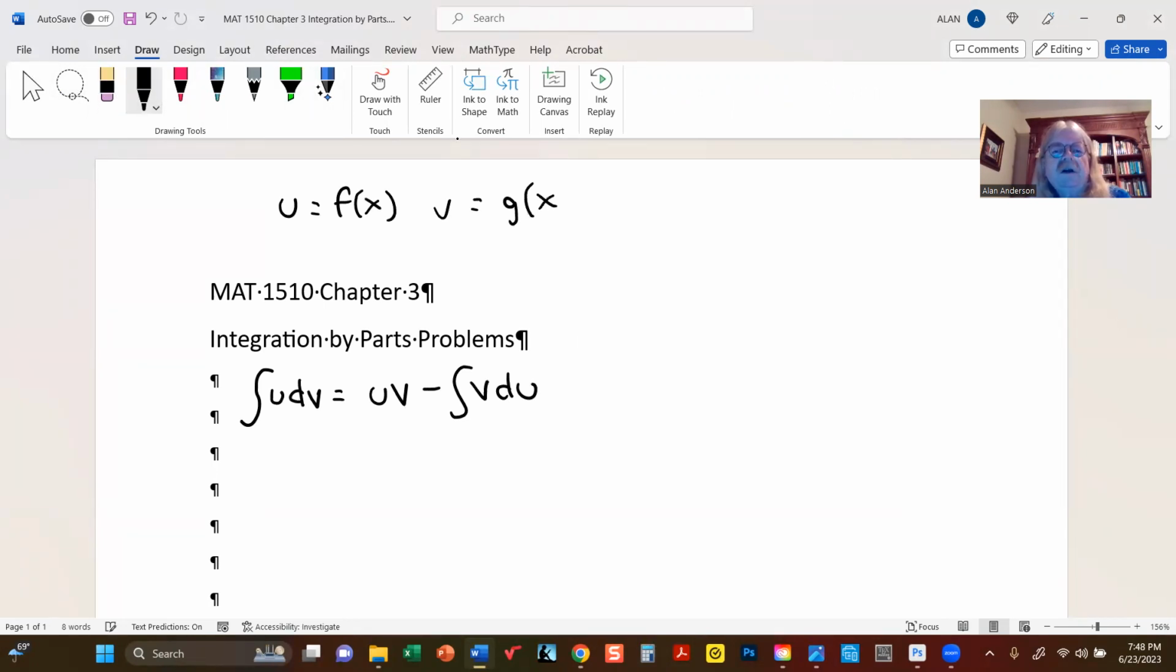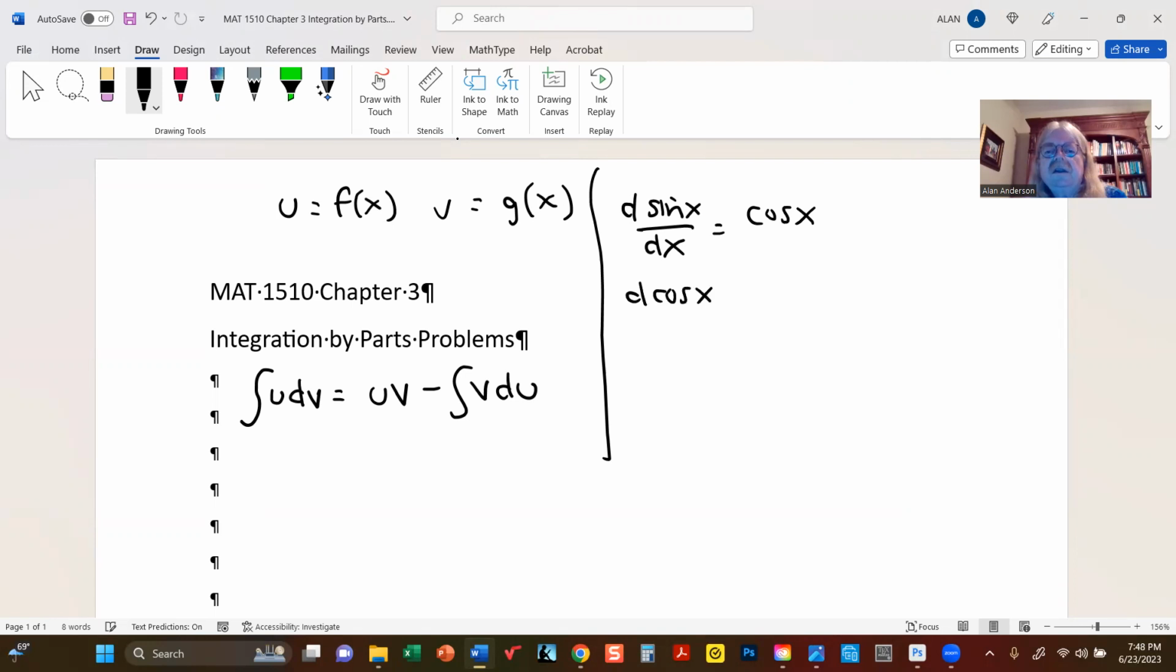g of x. Okay, so now before we do that, I want to mention a few derivatives and integrals that will come in very helpful in what we're about to do. The derivative of sine x with respect to x is the cosine of x. The derivative of the cosine of x with respect to x equals the sine of x. The integral of sine x dx, as you can probably guess.